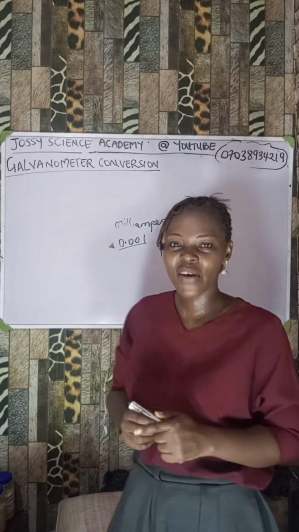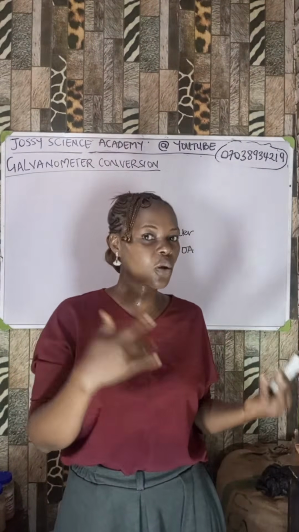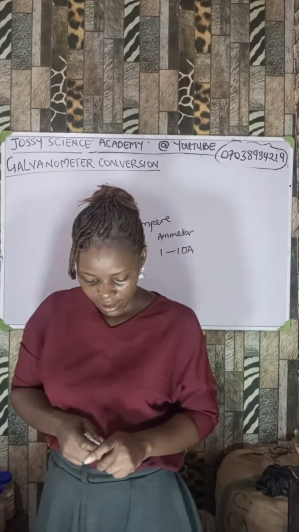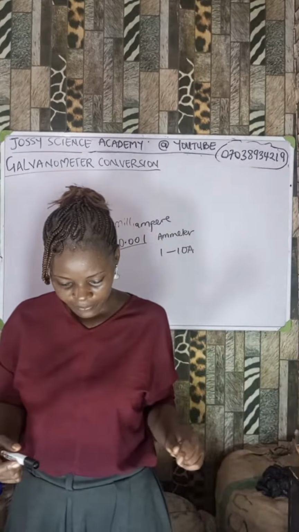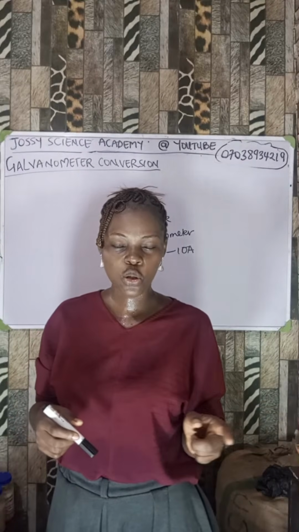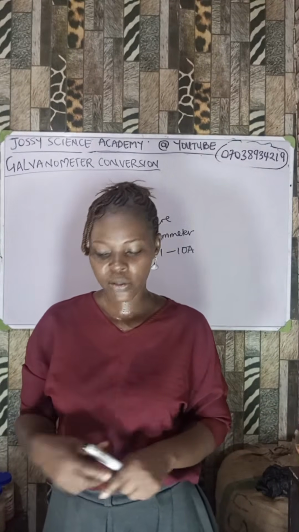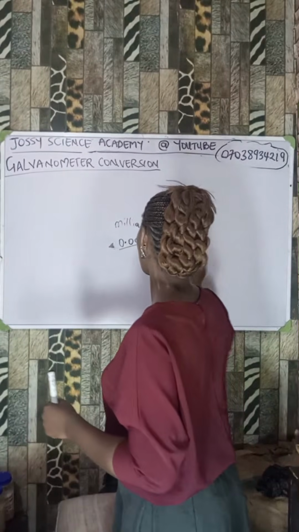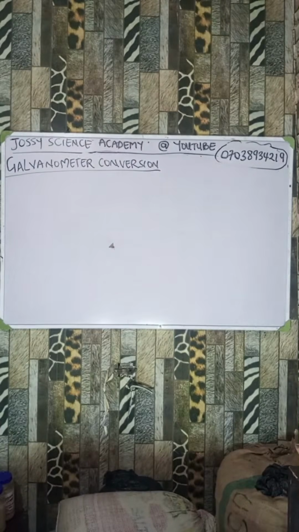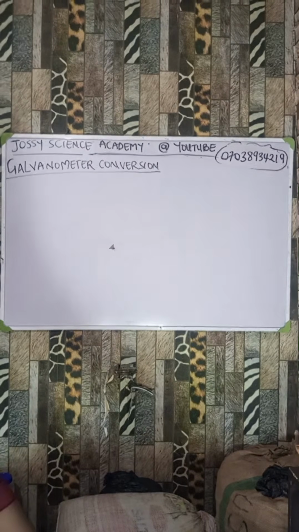So how do we convert this galvanometer that measures very small current to start doing what an ammeter can do? That is what the topic is all about. We have it in two ways: conversion of a galvanometer to an ammeter and also conversion of a galvanometer to a voltmeter. I'm going to start with the first one. I hope you understand the introductory part I gave you. A galvanometer measures very small current, and we want to make it start doing what an ammeter can do.